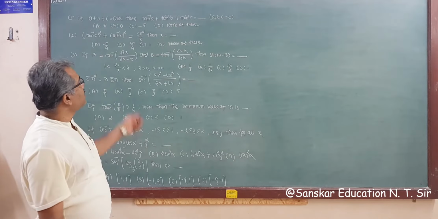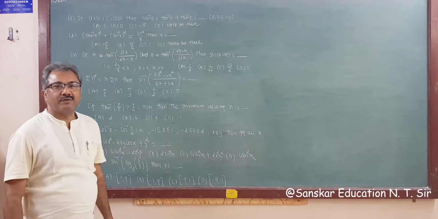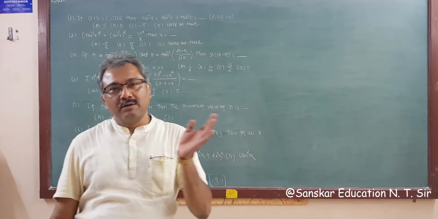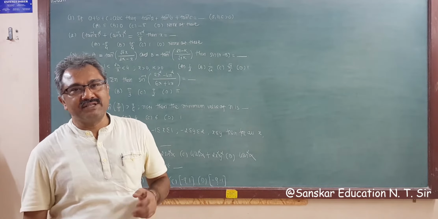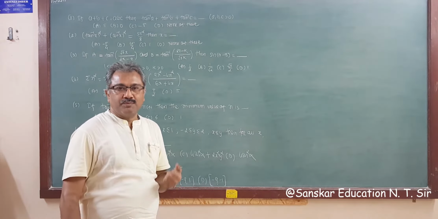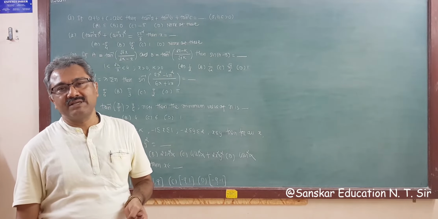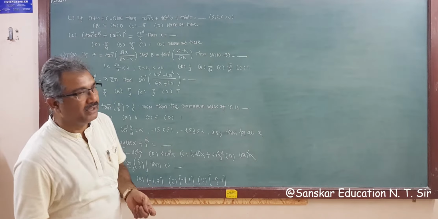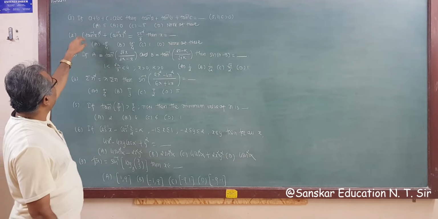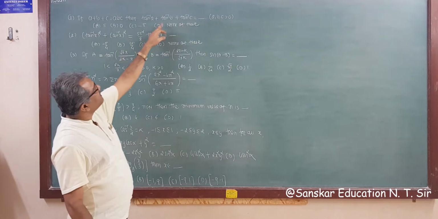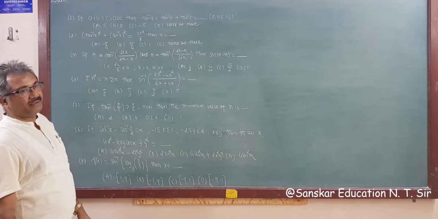Today we are solving some important questions of inverse trigonometric functions, then determinants and matrices, which are the most important and useful questions for your competitive as well as your good state exam. So the first of them is: if a plus b plus c is equal to abc, then tan inverse a plus tan inverse b plus tan inverse c is equal to blank.